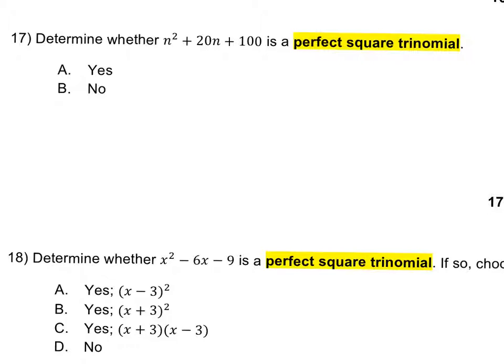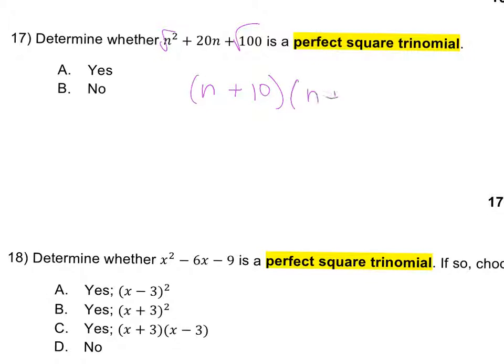How do I check to see if it's a perfect square trinomial? Square root. So if I took the square root of n squared, what do I get? N, because of the n squared. And the square root of 100? 10. So what would this be if it was a perfect square trinomial? n plus 10, squared.